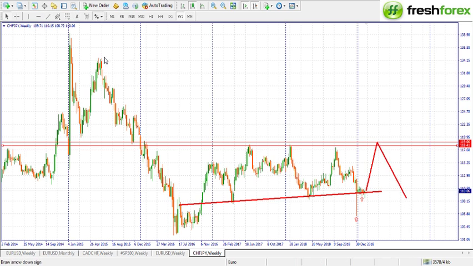We sold here, and we sold here, then we sold here, and we also sold here just recently, and we want price to come back again in the future to the same place so that we pick a sell.